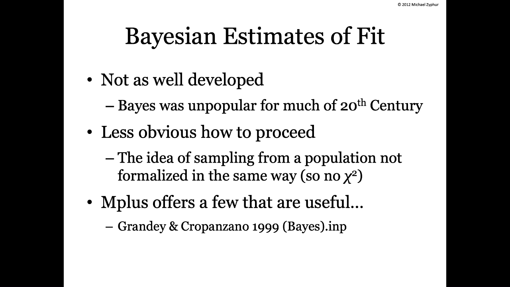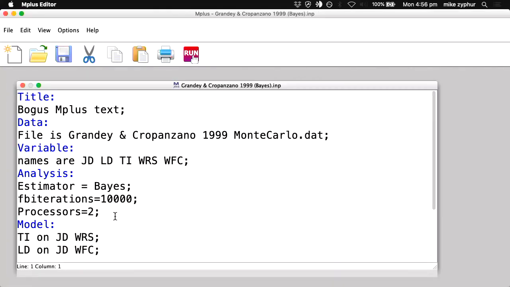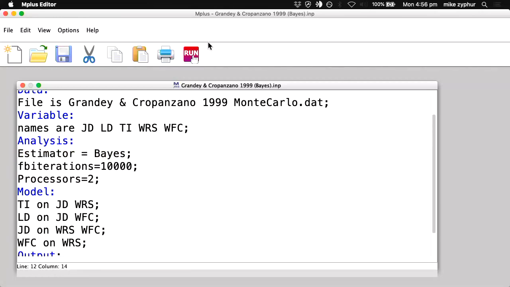Mplus does, though, offer a few indices that are useful. So if we go to Grandi, Crapazzano, Bayes, let's just look at the general kind of output that you get, and then we'll discuss that very briefly. Bayes, open. You can see what we've done here. Don't worry about these things. The most important thing is estimator equals Bayes. We'll talk more about what that means later when we talk about bootstrapping, because there's a nice conceptual overlap between what we're doing here and bootstrapping. But analysis estimator equals Bayes, and we'll run the model.